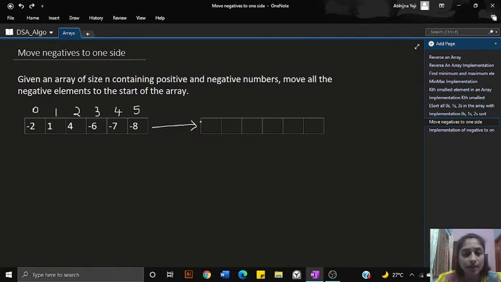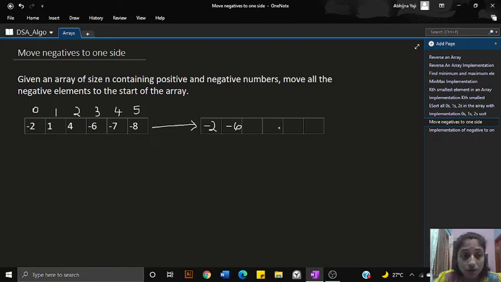I'll tell you mine. Okay, so now I see minus 2 is here. I'm writing minus 2 as it is. It's anyways at the start. Now I see 1 is a positive number. Instead of 1, let me bring a negative number. So the first negative number I can see is minus 6. So I'm writing minus 6 here.